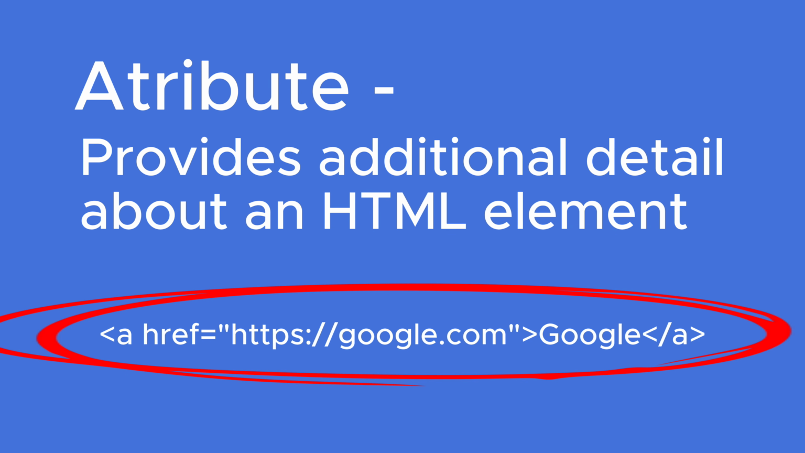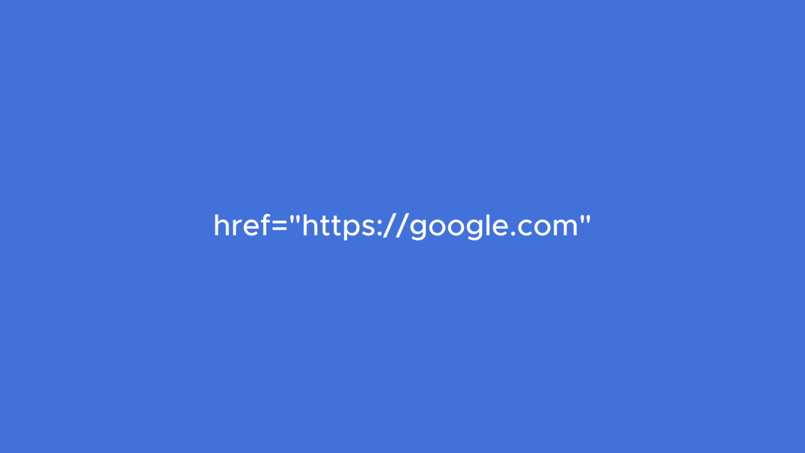Don't worry about the entire line just yet. Right now, I just want you to focus on this part. This is an attribute. The attribute's name is href, and its value is the link google.com. The browser reads that attribute and understands that when someone clicks the link, it should take them to that website. Without the attribute, the browser wouldn't know where the link should go.